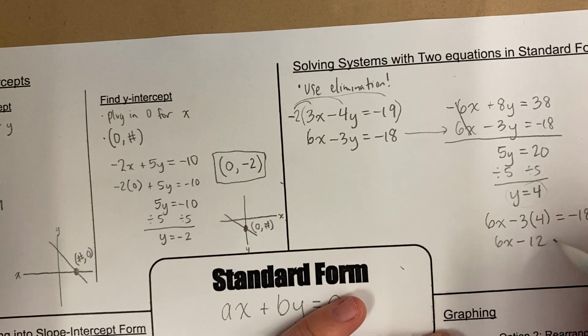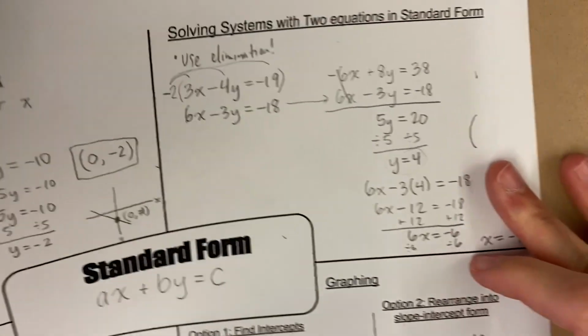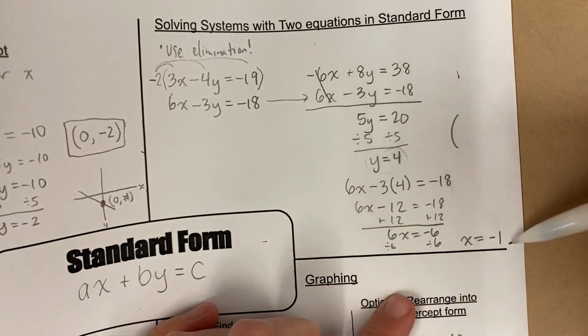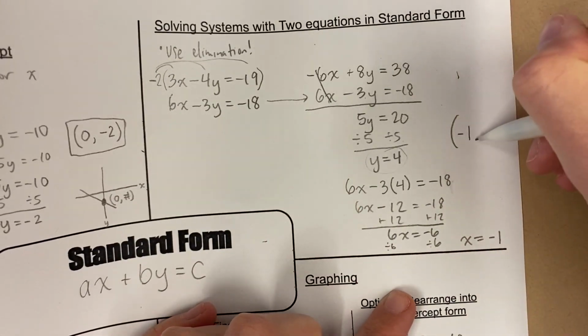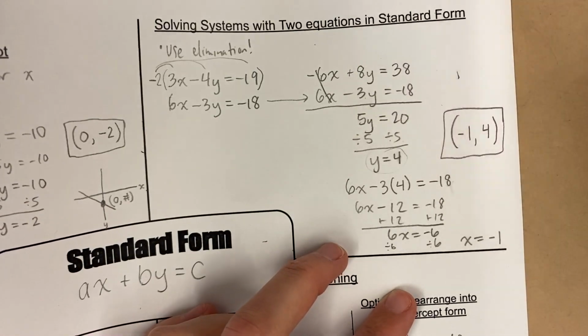3 times 4 is 12. I'm going to add 12 to both sides. Negative 18 plus 12 is negative 6. I'm going to divide by 6. And I get x equals negative 6 divided by 6, negative divided by positive is negative, 6 divided by 6 is 1. So my x value is negative 1. So here's my answer. X is negative 1 and y is 4. And there it is.